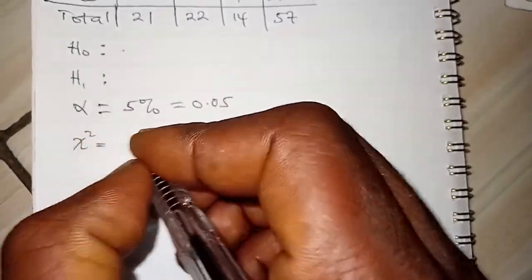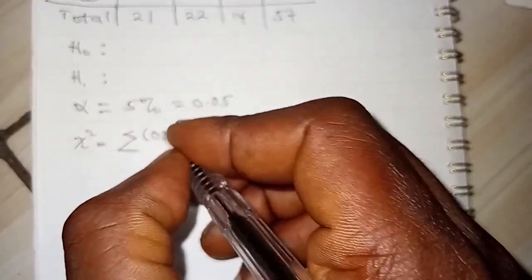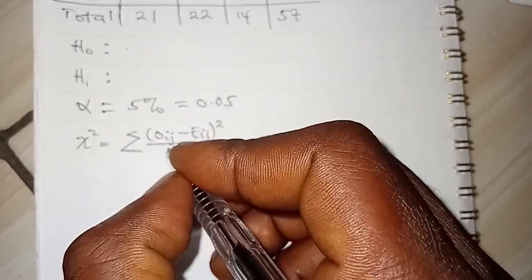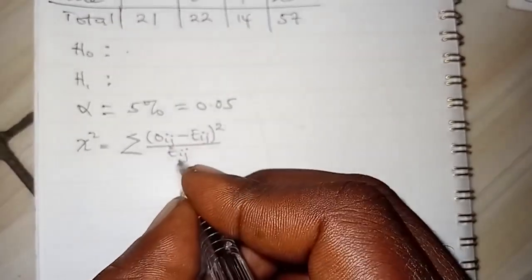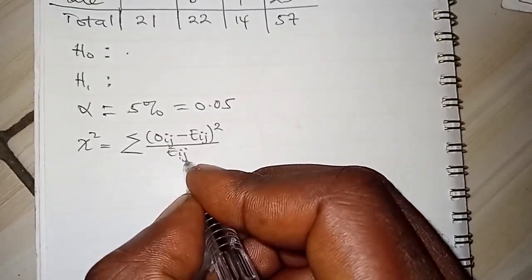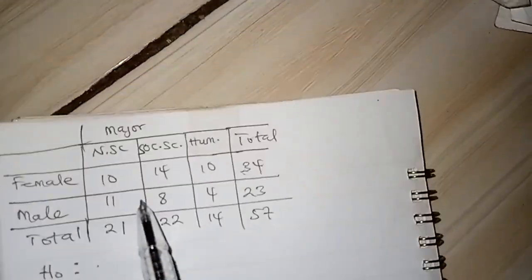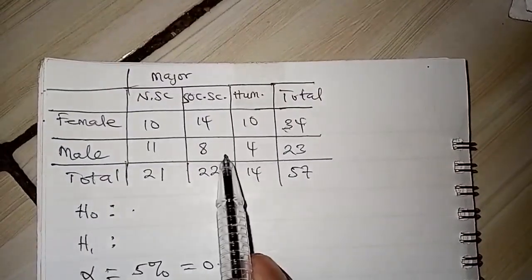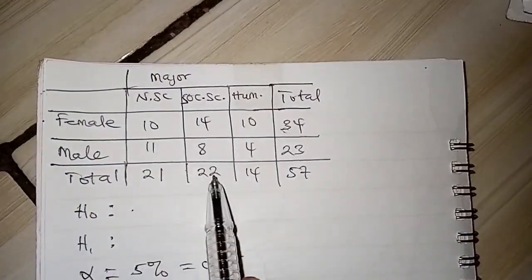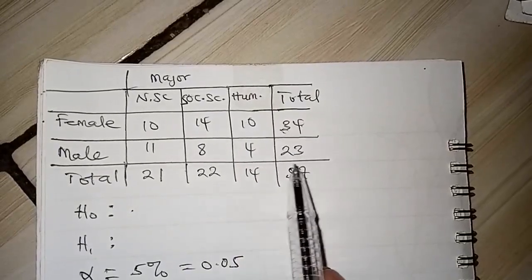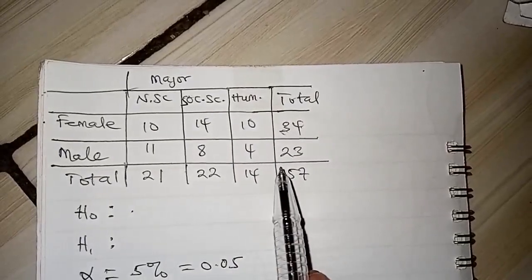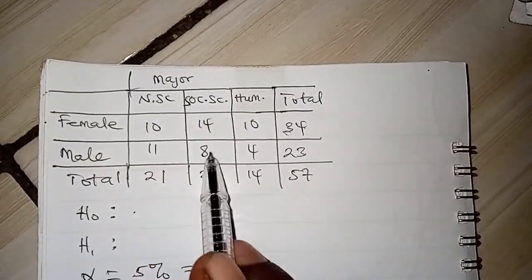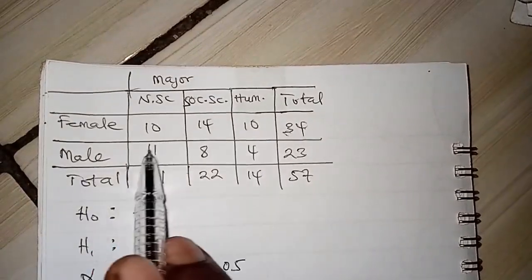And chi-square says summation of observed frequency minus expected frequency all squared all over expected frequency. I is the row, J is the column. So if you are moving this way, this is first row, second row. This is first column, second column, third column. We don't really add the total because we are the ones that actually created the total column and row. So this is first column, second column, third column. This is first row, second row.